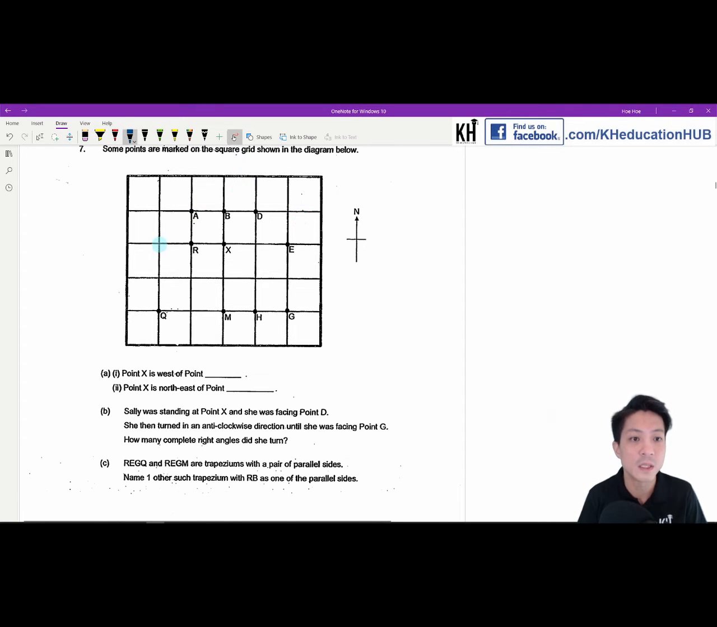Okay, question 7. Some points are marked on the square grid shown in the diagram below. Point X is west of, use red, E. Point X is northeast of which point? So northeast is in this direction, which is Q.